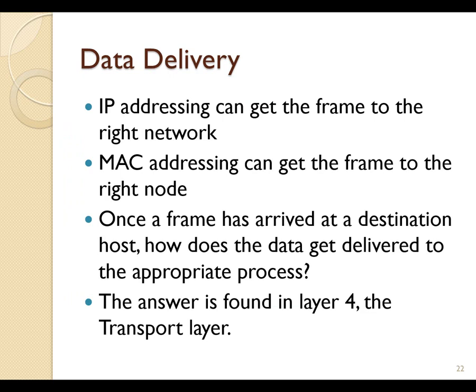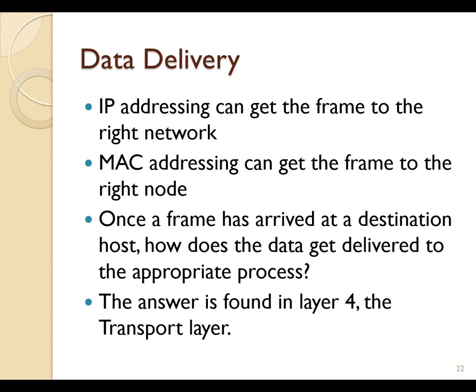So let's talk about data delivery. We've now seen how IP addressing can get the frame to the right network because it has a network portion of the address. The router can distinguish that. It can separate the network portion from the host portion and then make a routing decision and send it to the right network. Once we're at the right network, we can get it to the right node using the MAC addressing in the frame at layer 2.